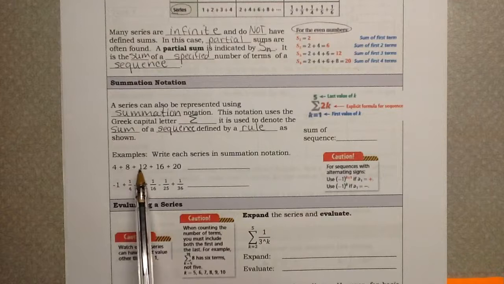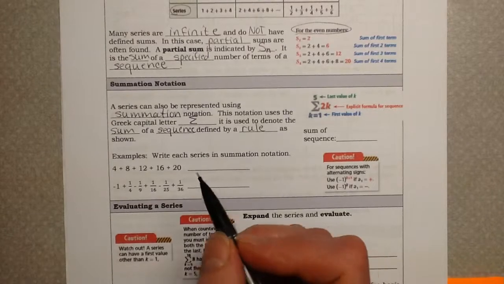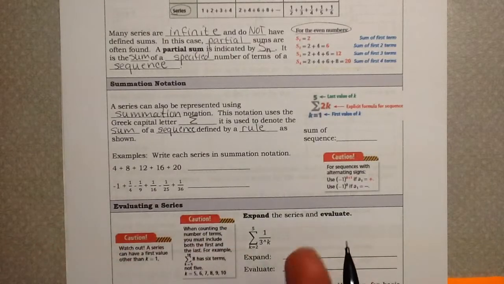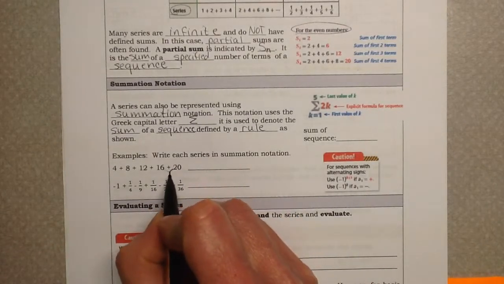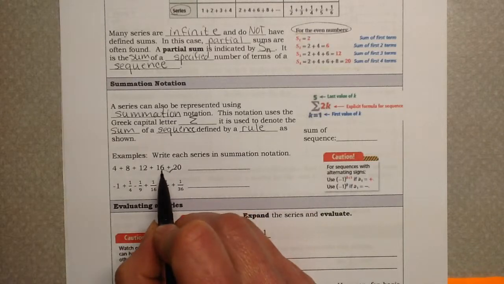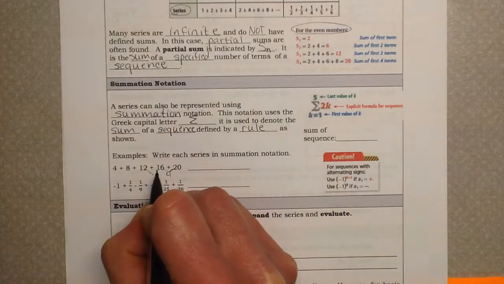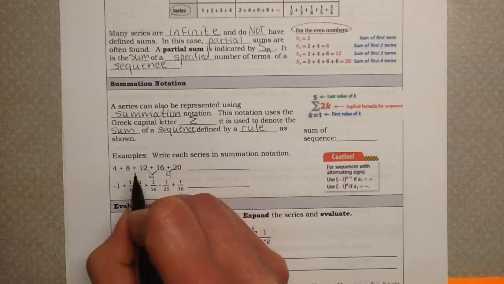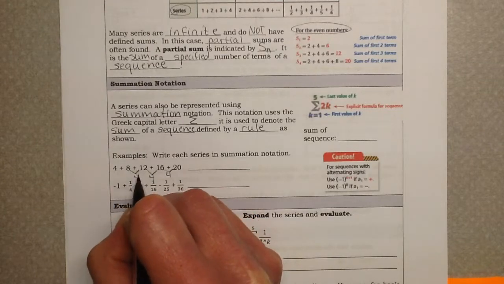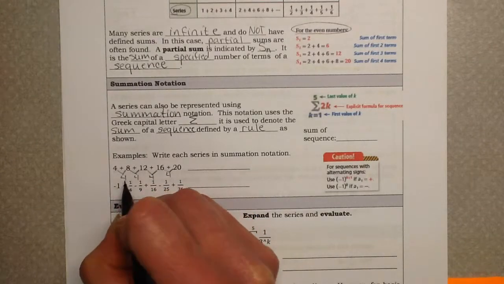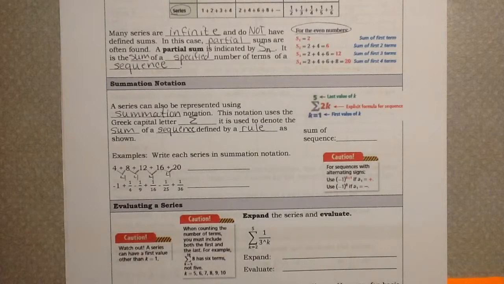Okay, so we have 4, 8, 12, 16, 20. Just like yesterday, you need to first figure out if it's linear, quadratic, or exponential. So let's try subtracting first. We have 20 minus 16, that's going to give us 4. 16 minus 12, that's going to give us 4. 12 minus 8 is 4. And 8 minus 4 is 4. That means this is linear.